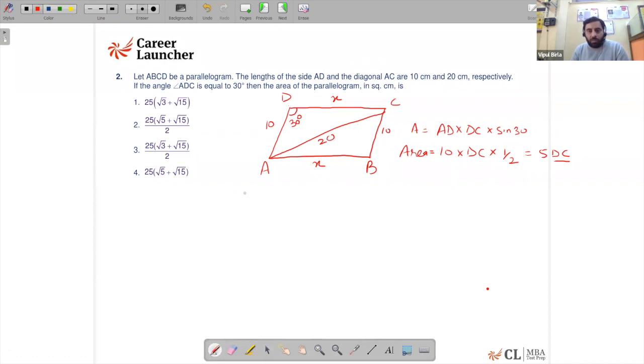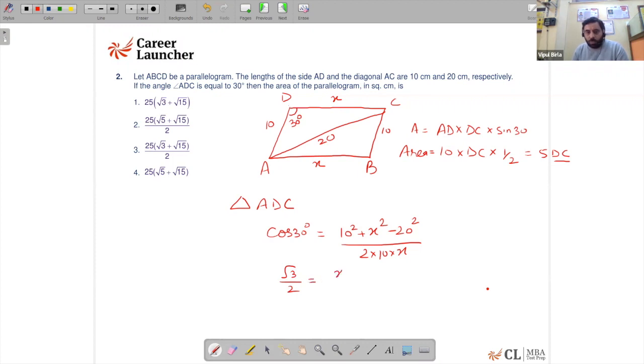Now to calculate the length of DC, if I look at triangle ADC, now two sides and one angle are given and we are supposed to identify the third side. So I can apply the concept of cosine rule, which says cos of 30 is equal to 10 square plus x square minus 20 square upon 2 into 10 into x. So from here, I'll be able to calculate the value of x and my job will be done, which is equal to DC. Now cos 30 is nothing but root 3 by 2.